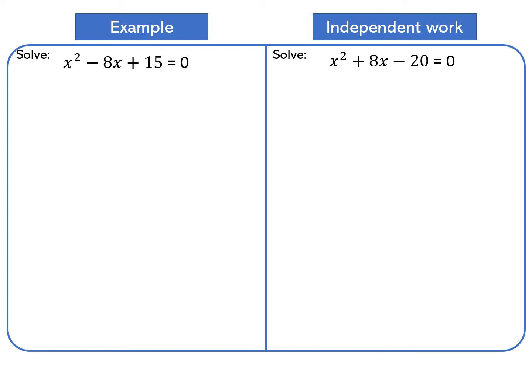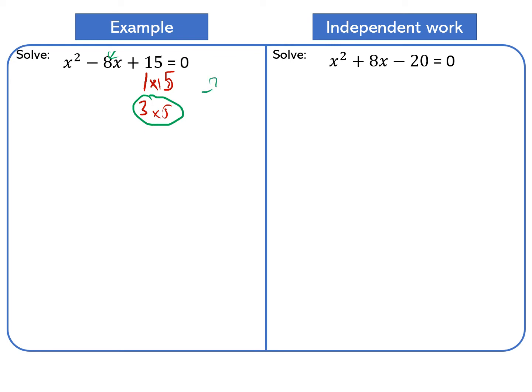Solve x squared minus 8x plus 15 equals 0. So we're first of all going to get out the factor pairs of 15. So I've got 1 and 15, 3 and 5. What can I use to put together to make 8? It's the 3 and the 5.